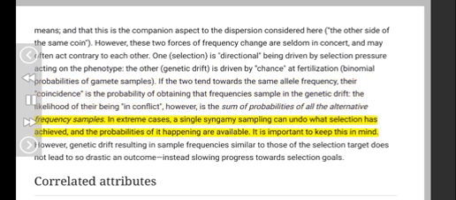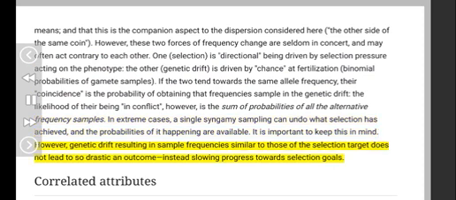In extreme cases, a single syngamy sampling can undo what selection has achieved, and the probabilities of it happening are available. It is important to keep this in mind. However, genetic drift resulting in sample frequencies similar to those of the selection target does not lead to so drastic an outcome, instead slowing progress towards selection goals.